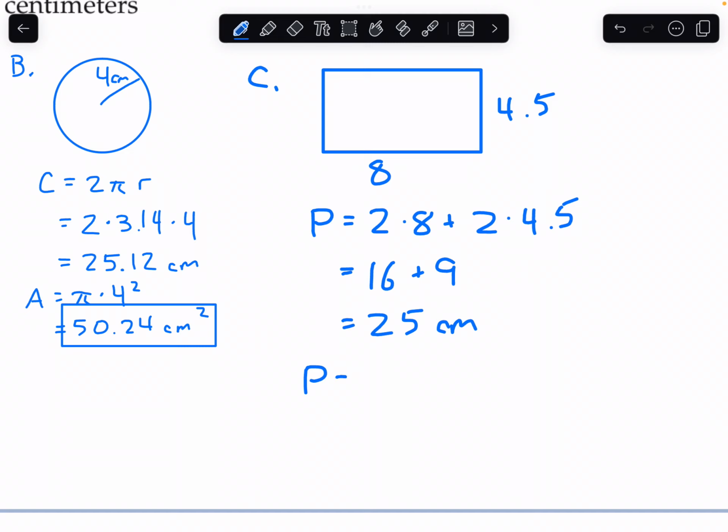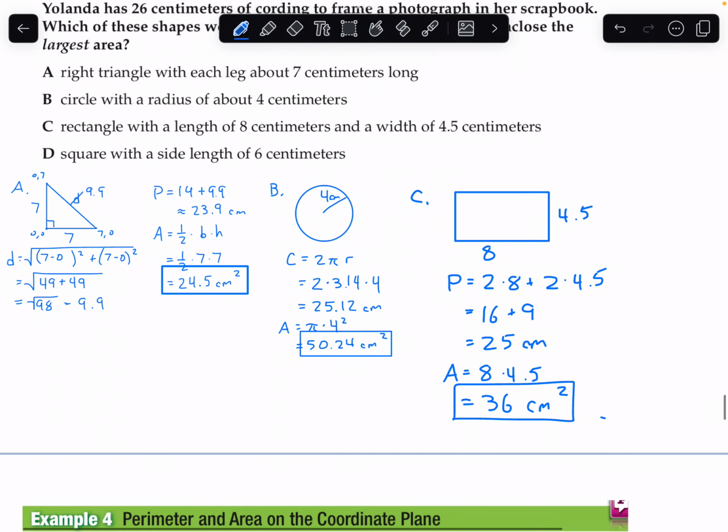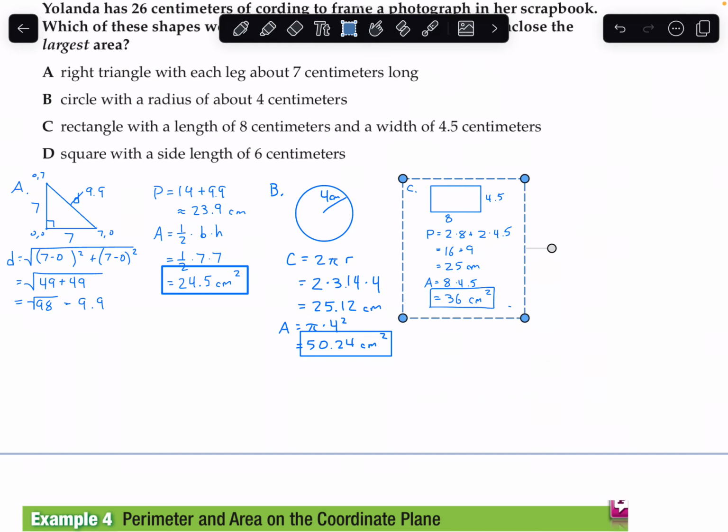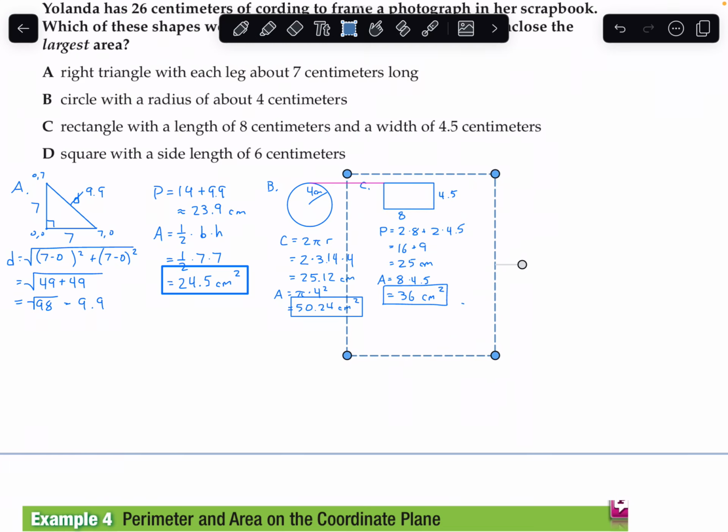And so now let's do area. Length times width, 8 times 4.5, will be 36 centimeters squared. Okay, that puts it in between the triangle and the circle. Make that one a little bit smaller there. Scoot that in close.